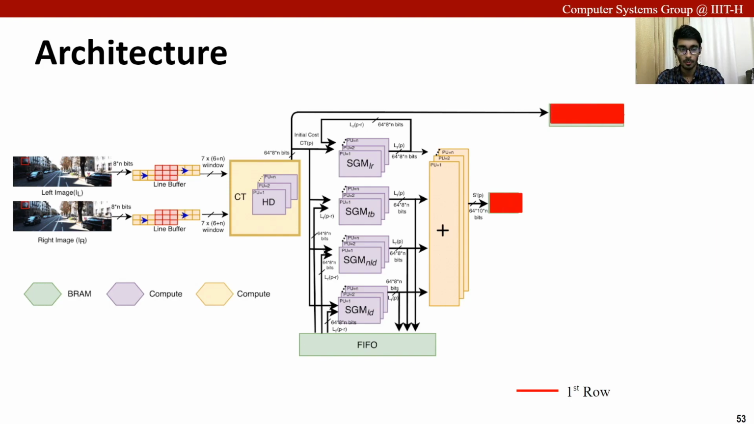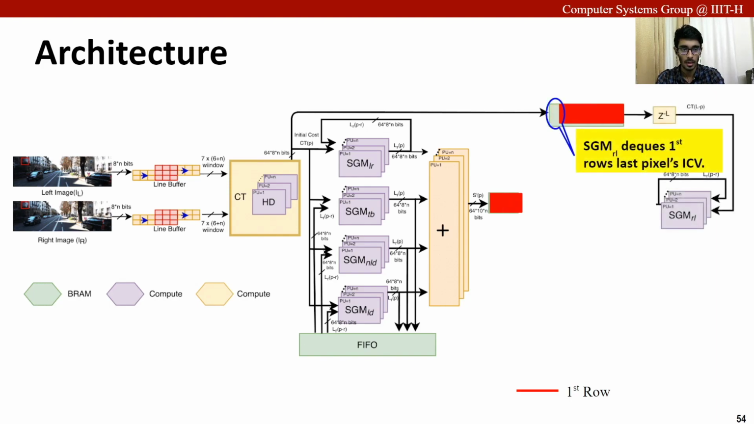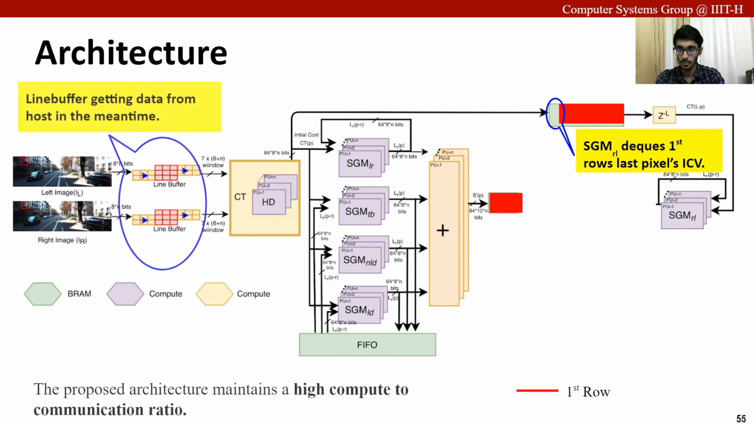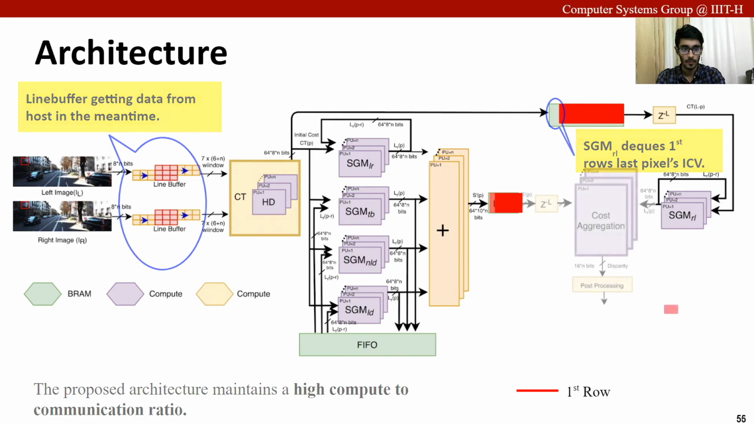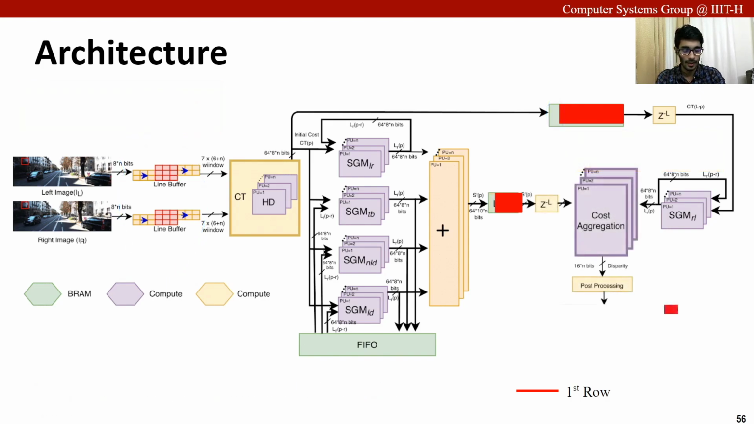As the forward pass finishes, SGM-RL comes into the picture and it dequeues the first row's last pixel's initial cost vector. At the same time, the line buffer is also getting data from the host. This helps us maintain a high compute to communication ratio. And as SGM gives us the updated path cost of the RL direction, the cost aggregation unit adds all the previously aggregated 4 paths to the new RL path and gives us the output.